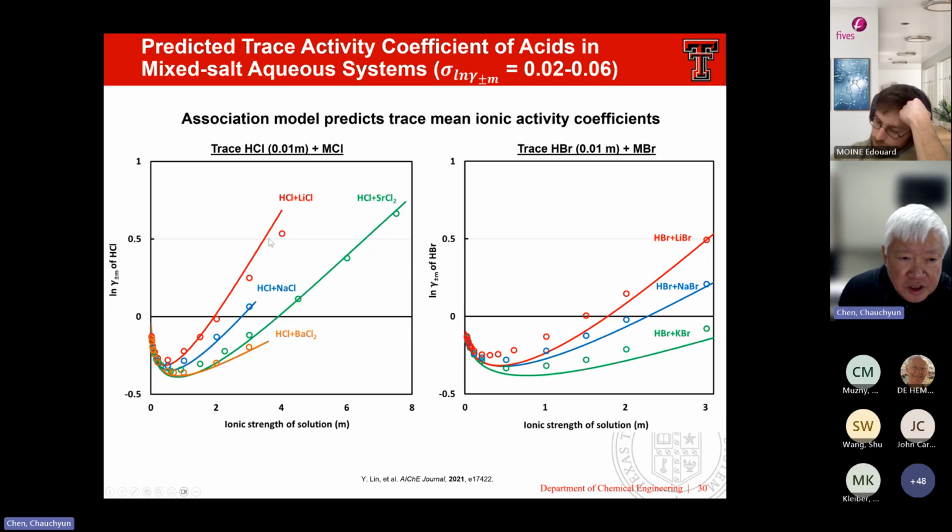Another check is the trace activity coefficient, in this case, of HCl in another solution. For example, HCl in lithium chloride. We increase lithium chloride concentration and keep HCl concentration at infinite dilution, at trace concentration. And we see how the model predicts the mean ionic activity coefficient of HCl, and the model predicts them well.